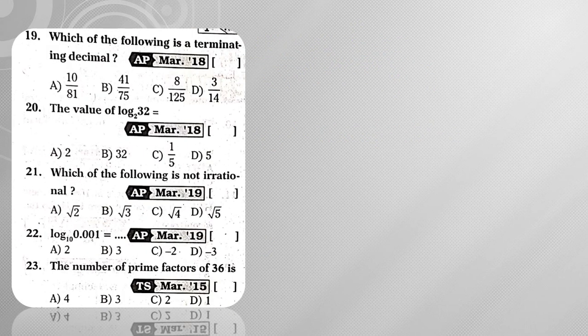Next, moving on to question number 19. Which of the following is a terminating decimal? Already we have discussed that for a terminating decimal, the denominator should be of the form 2 power n into 5 power m, where m, n belong to whole numbers. Now let us see. 10 by 81. The denominator 81 is 3 power 4.